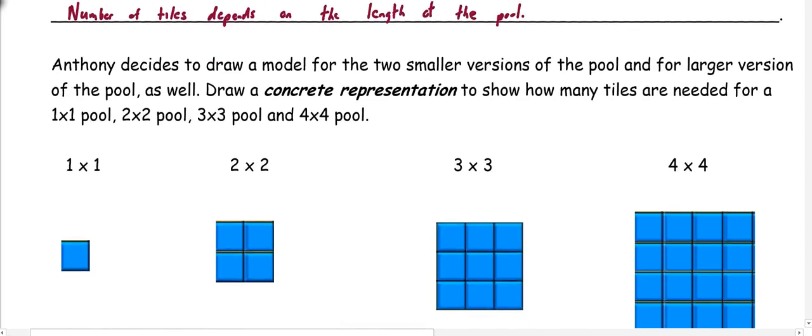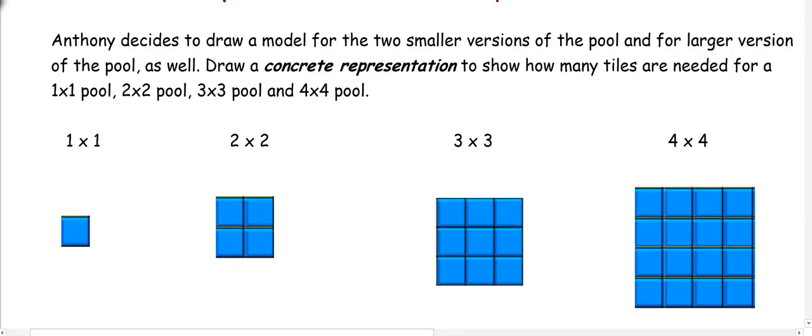So let's look at how we can model some situations of using a pool and tiling around its border. So Anthony decides to draw a model for the two smaller versions of the pool and for the larger version of the pool as well. Draw a concrete representation to show how many tiles are needed for a 1x1, a 2x2, a 3x3, and a 4x4 pool. So in this case, on a 1x1 pool, on all four sides, we're going to need one tile each to cover the length. Plus, we're going to need 4 more tiles that go in the corners for a total of 8 tiles.